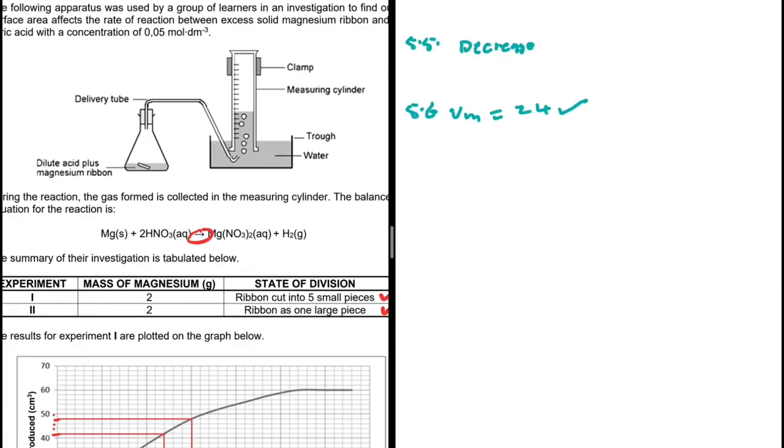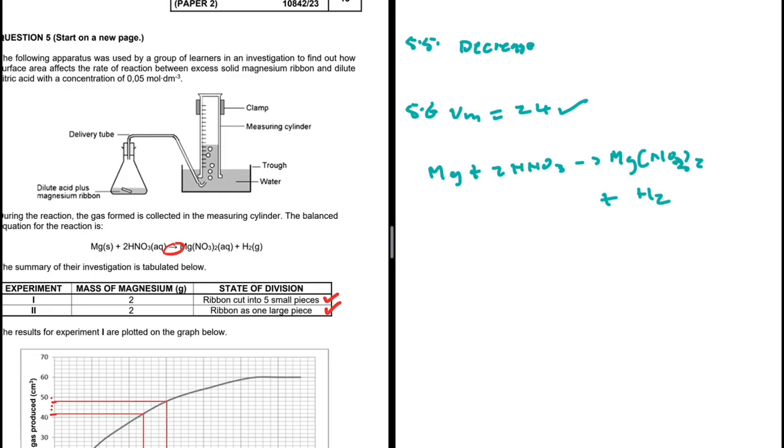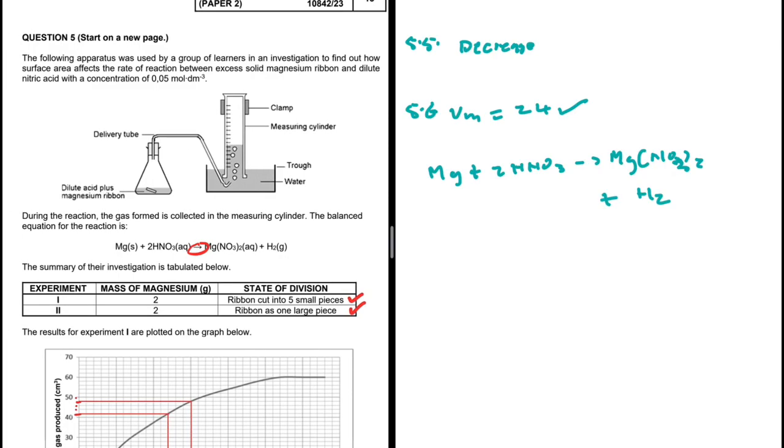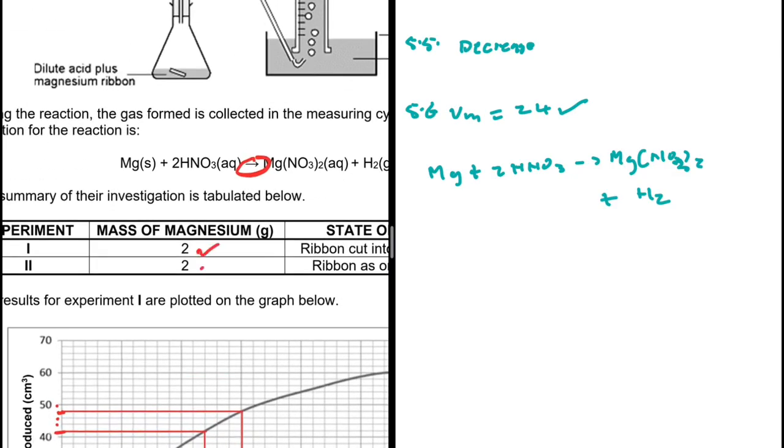Right, our equation: we have magnesium plus HNO3, and then we get magnesium nitrate, Mg(NO3)2, plus H2. Okay, this is the reaction we have. What is the mass of magnesium that you start with? Because it seems like here we are looking for the mass that is remaining. We start with a mass of 2 grams for both reactions.